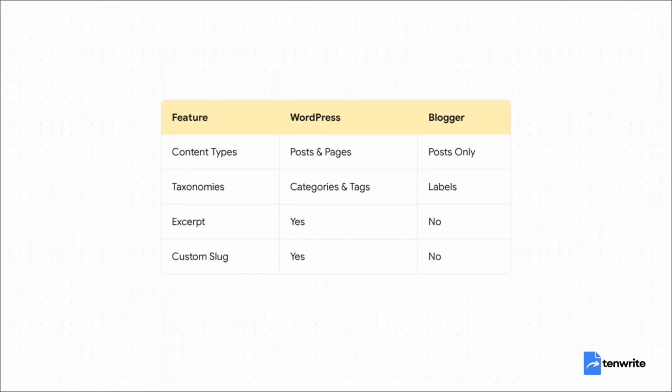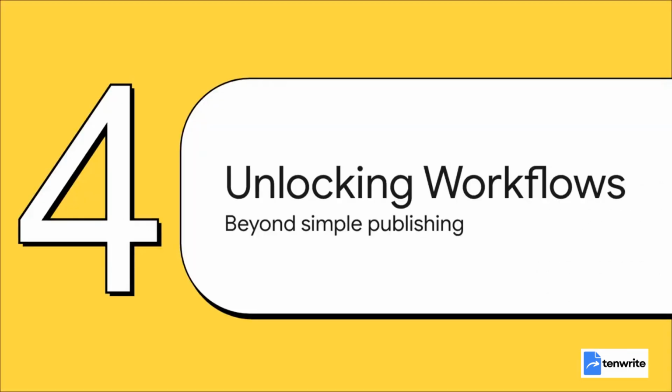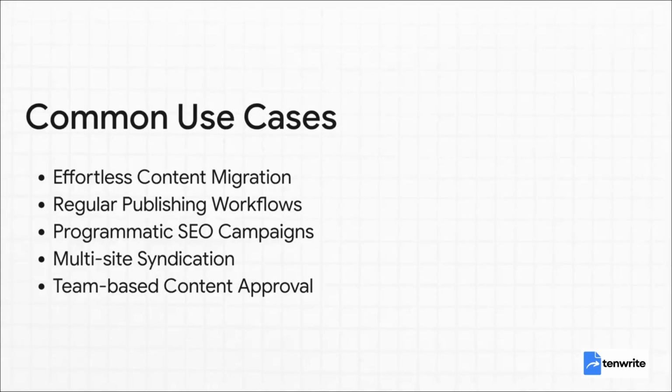Now, of course, the amount of control you get depends a bit on the platform you're using. This table gives you a really quick comparison. As you can see, WordPress has way more options. It supports pages, excerpts, custom slugs, the whole shebang. Blogger is a bit more streamlined, focusing on posts and labels. So we've looked at the features, we've looked at the different ways to publish, but let's zoom out for a second. What does a tool like this actually make possible? How does it fundamentally change the way you work with content? And this is where it all comes together.